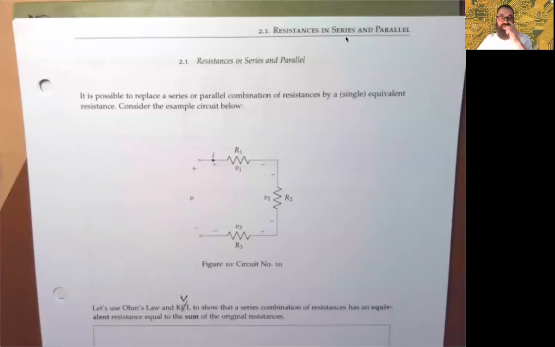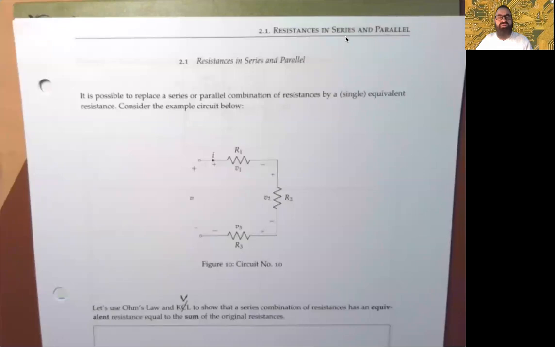In the first section of chapter 2, recall we were determining unknown voltages and currents using Ohm's law as well as KVL and KCL. And what we're going to do in this next section, 2.1, is exploit the fact that in many cases we'll have resistances in series or parallel, especially with circuits that have many more than just two resistances, which happened in the first couple examples we did.